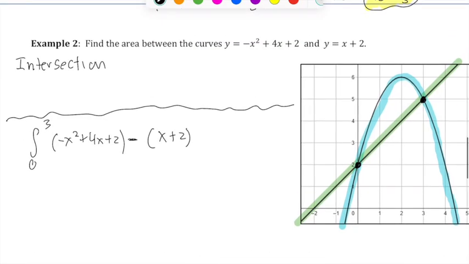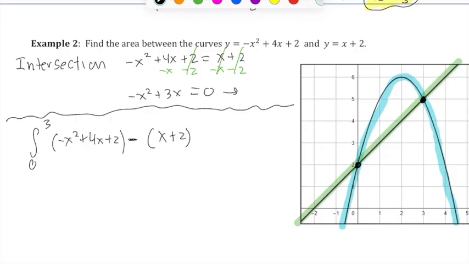But let's stop for a second. Let's go back up and let's find the intersection by hand, just in case we don't have a graph. So again, we're going to set the equations equal. Okay, and then solving, we're going to subtract 2 from each side, and those go away. Subtract x, and those go away. So we have negative x squared plus 3x equals 0.